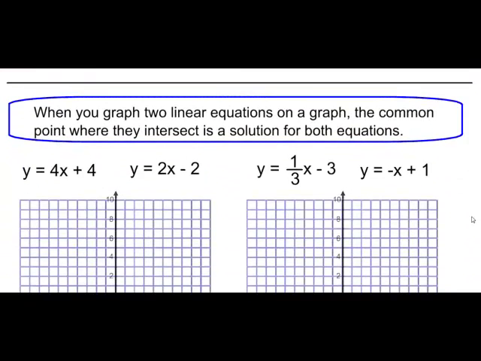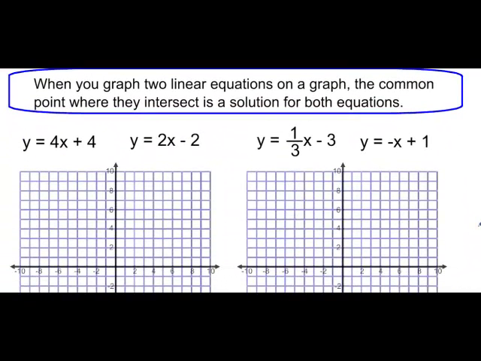So, when you graph two linear equations on the graph, the common point where they intersect is a solution for both equations. Unless you have two equations that have the same slope, which means they're parallel, if you have y and x, you know they're going to be diagonal, and they will at some point intersect. So we just have to graph these and find out where.